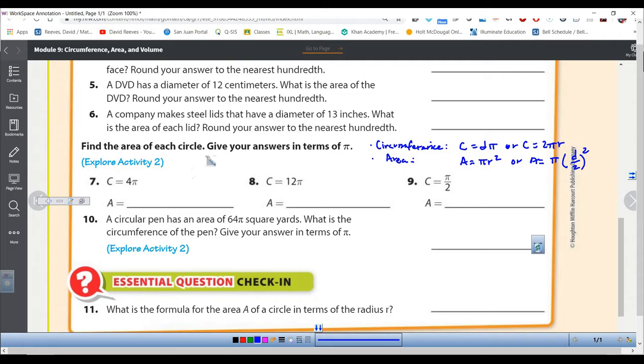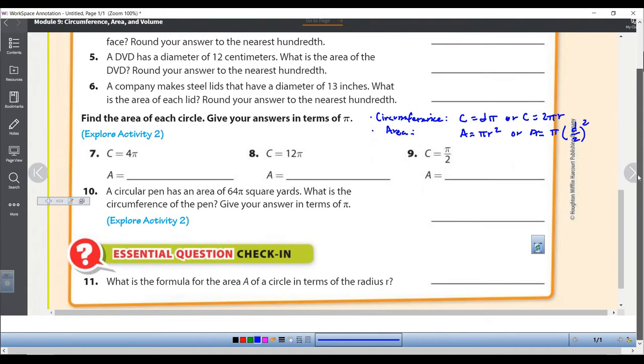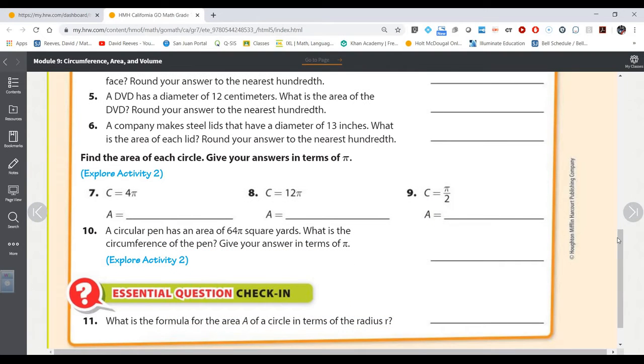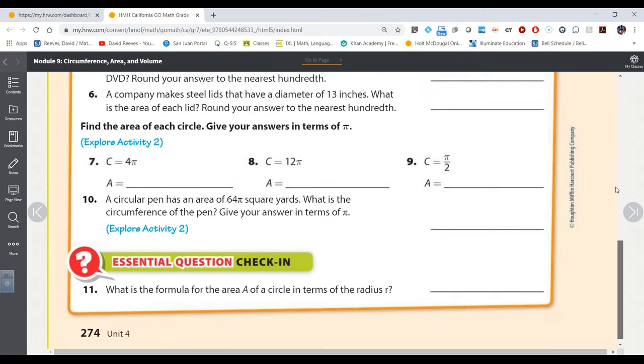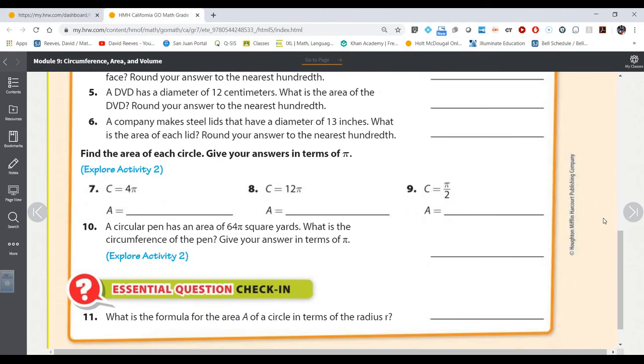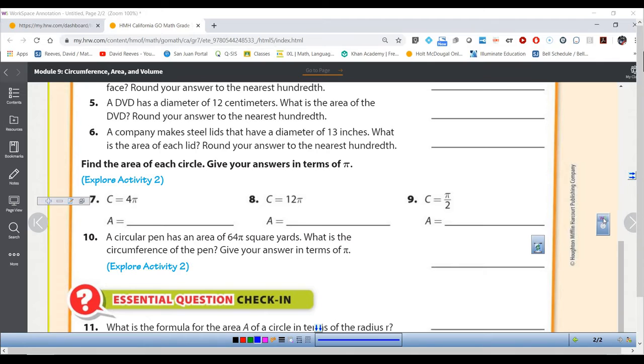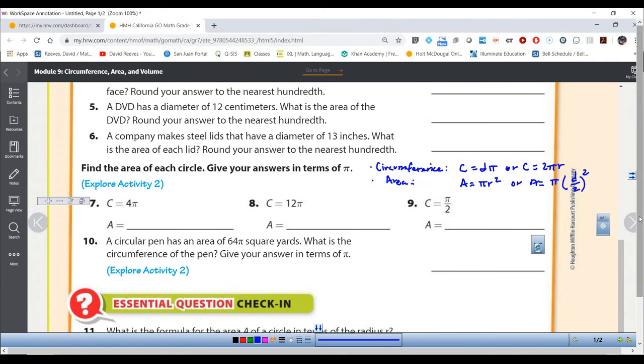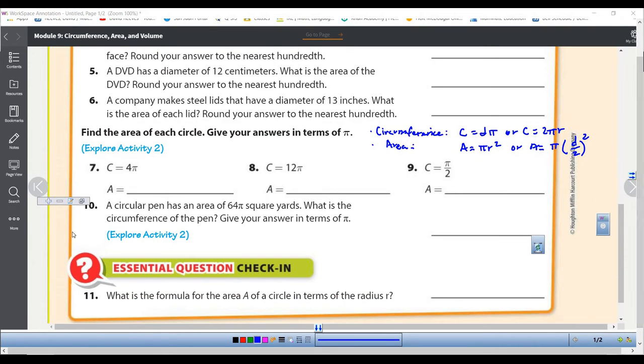So let's take a look at these problems here. Again, I'm working out of your textbook. I am on page 274, in your textbook, if you wanted to be where I was and follow along and work in your book. It says to find the area of each circle and give your answer in terms of pi.